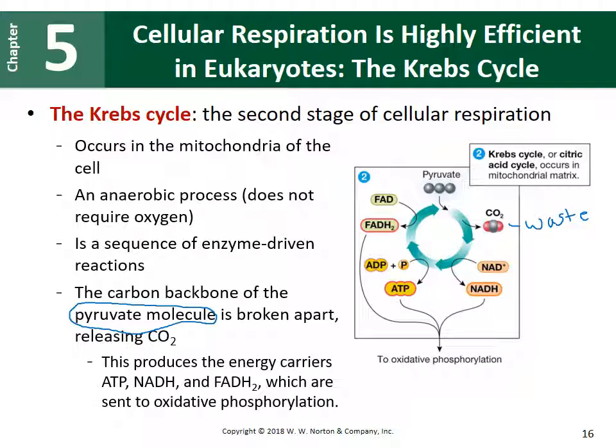And this makes sense. We breathe out carbon dioxide as a waste product of cellular respiration. As that pyruvate molecule is broken apart and converted into carbon dioxide, we extract even more energy. So we get more energy carriers: some more ATP, more NADH, and also an energy carrier called FADH2. These energy carriers we are right now just collecting off to the side. The ATP can be used right away. The NADH and the FADH2 are going to be sent on to our third step, which is oxidative phosphorylation.